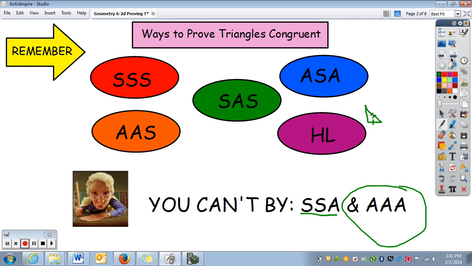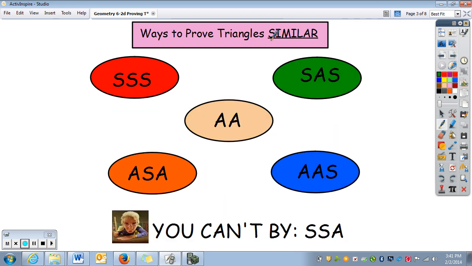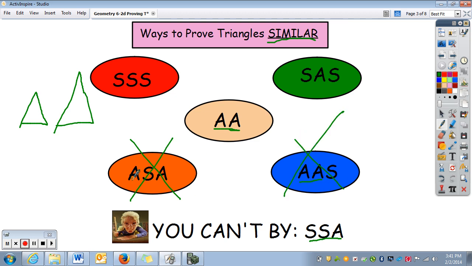Now this is going to be different than proving triangles similar. So when we prove triangles similar, these are the ways we can prove: side, side, side; side, angle, side; and angle, angle. You still can't prove by side, side, angle. Because you can prove by angle, angle, two triangles are similar just if the angles are congruent. We don't need these two, because both of these have two angles in them. Angle, angle kind of overrules these two. So we only have 3 ways to prove triangles similar versus the 5 ways to prove triangles congruent. So that's one big difference.